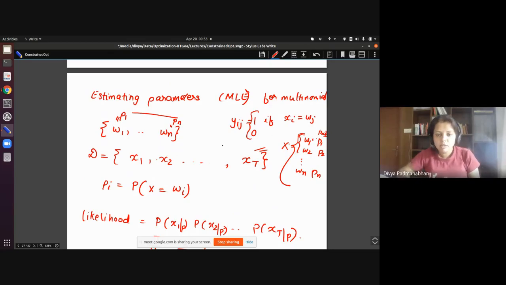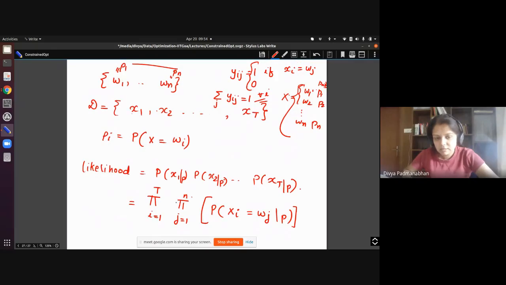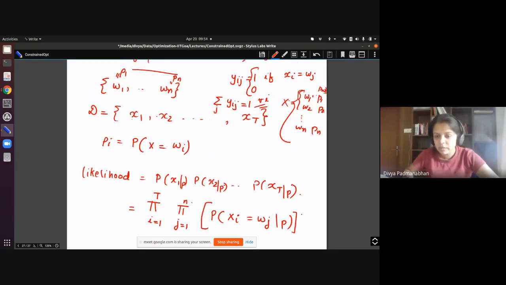For each word in my document, exactly one of the yij's is 1. If I take the first word x1, then exactly one of y11, y12, y13, up to y1n is 1. So this satisfies that the summation of yij over all the j's is 1, and this is true for every word i in this document d. So the likelihood is just this product, with the probabilities raised to the power yij.